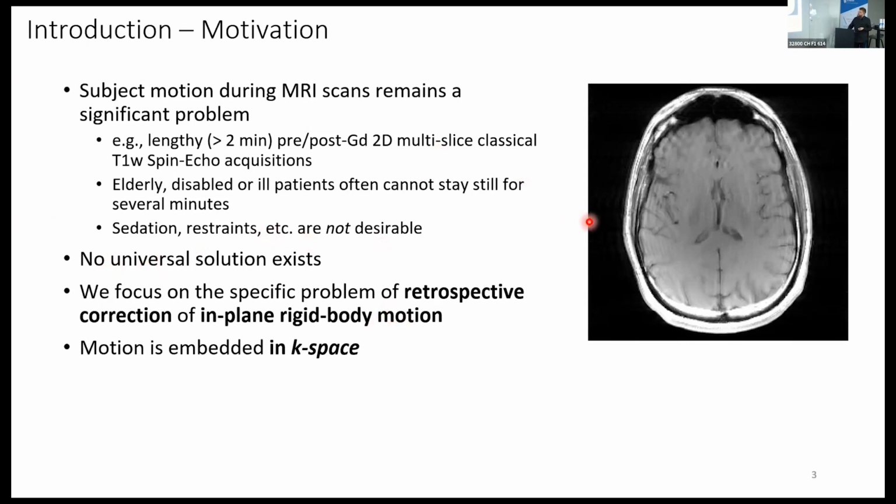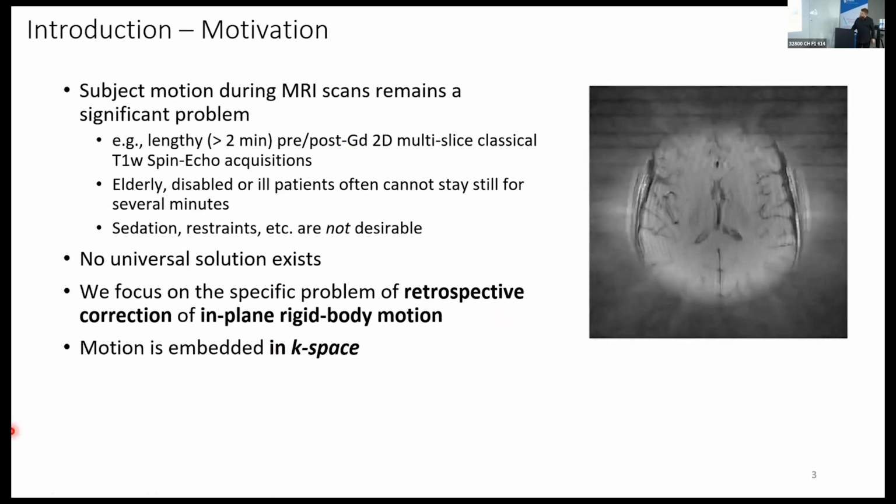You can see here a motion corrupted slice of a 2D T1 weighted classical spin echo acquisition, a multi-slice, and so it suffers from motion. We focus specifically on these types of acquisitions, which are very common in the clinical setting for pre and post gadolinium uptake. And the model of in-plane rigid body motion is well adapted. It makes sense for these types of acquisitions.